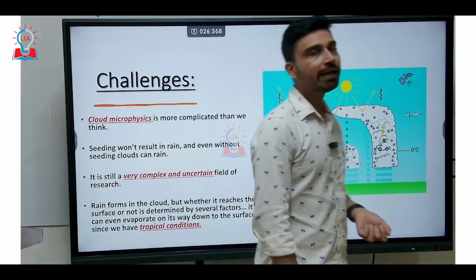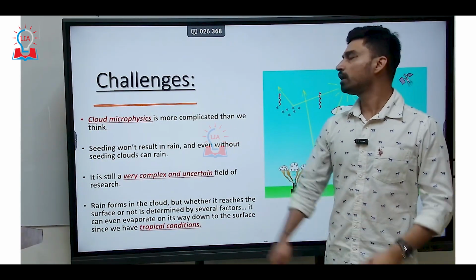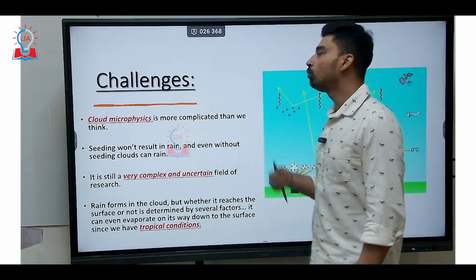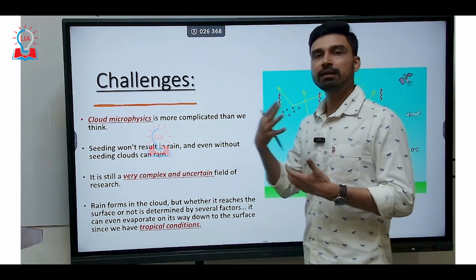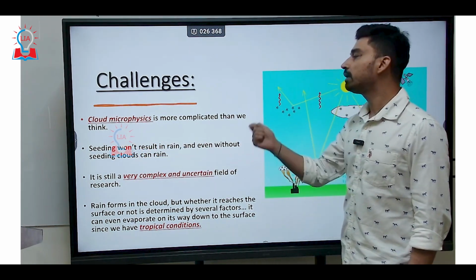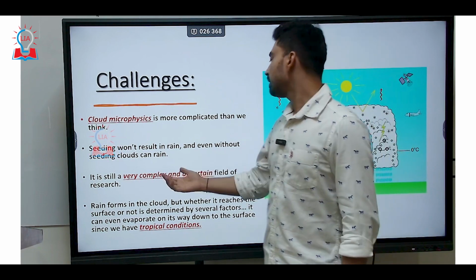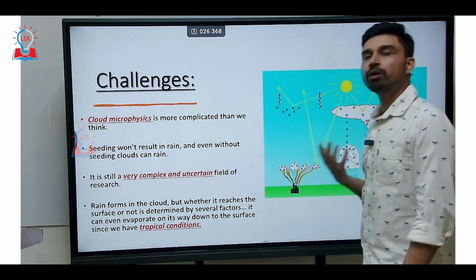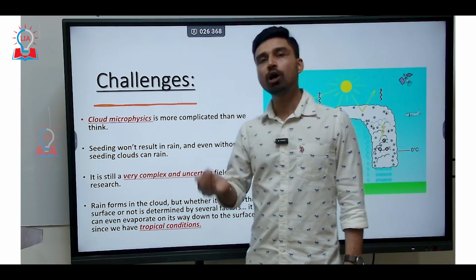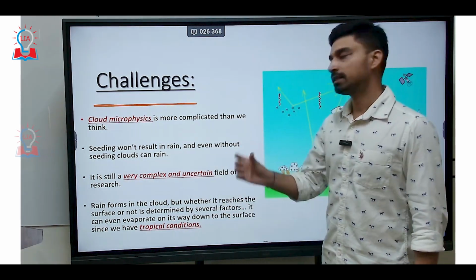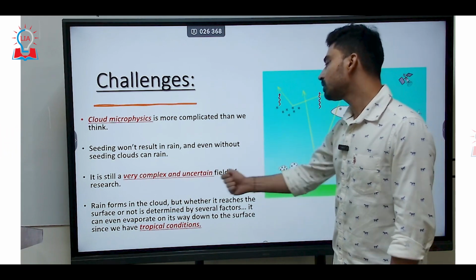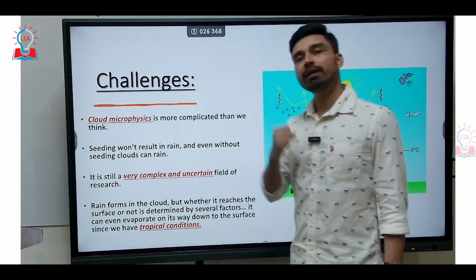However, cloud seeding is not free from challenges. There are a lot of challenges as well. First challenge is that cloud microphysics is more complicated than we can think and understand in simple terms, and seeding would not always result in rain, and even without seeding clouds can rain. Second, it is still a very complex and uncertain field of research where more and more study needs to be conducted to examine the short-term and long-term implications of methods such as cloud seeding. And third, rain forms in the cloud, but whether it reaches the surface or not is also something that we have to be concerned about.